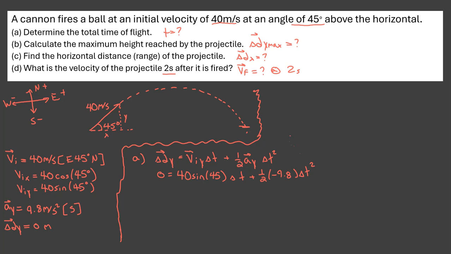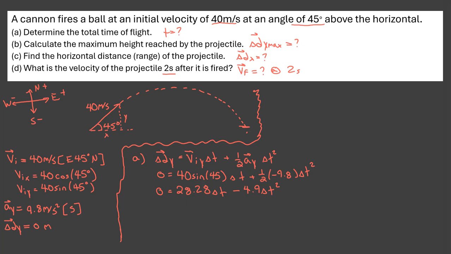So I've got some quadratic formula here now. I'll further simplify it to get 28.28 times my time plus, or actually it'll be negative now, 1/2 times negative 9.8, so negative 4.9 times time squared. So I could either rearrange this using some algebra or utilize my quadratic formula.